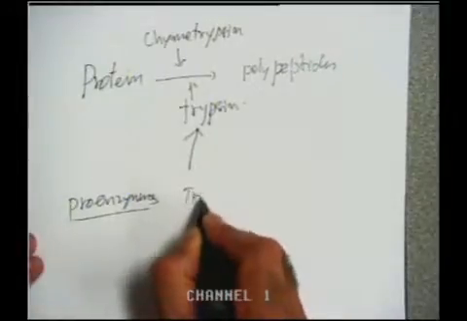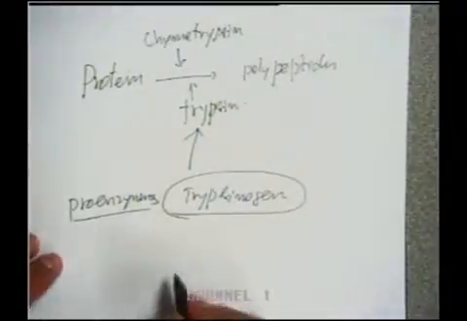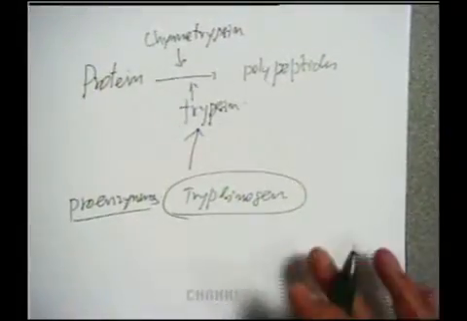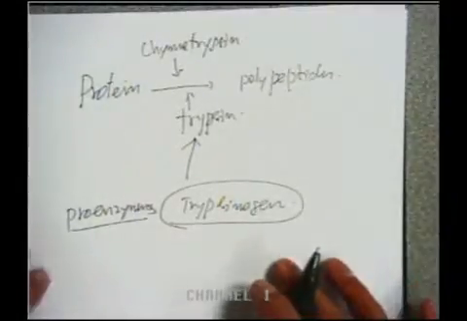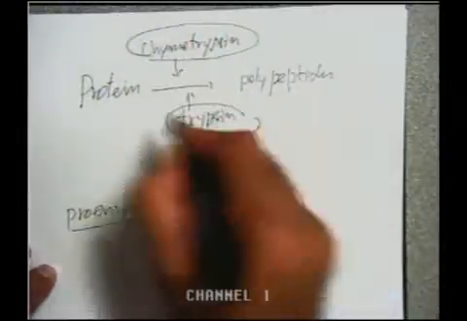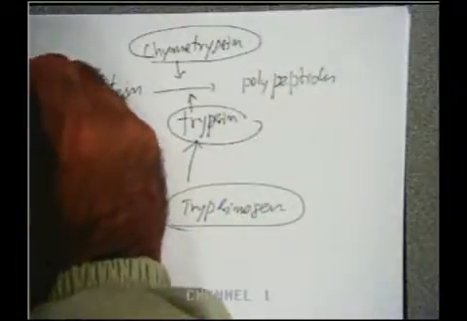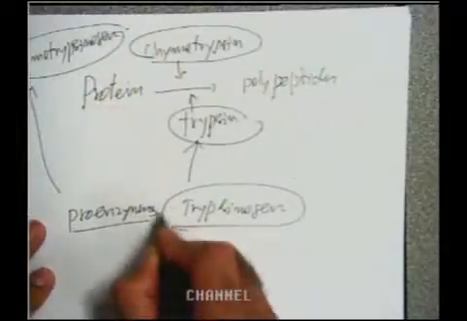Proenzymes: trypsinogen. This is a proenzyme. The word at the top is chymotrypsin. This one is chymotrypsin, and this is trypsin. These are proteolytic enzymes. And this is trypsinogen, and the other one is chymotrypsinogen. These are the proenzymes.